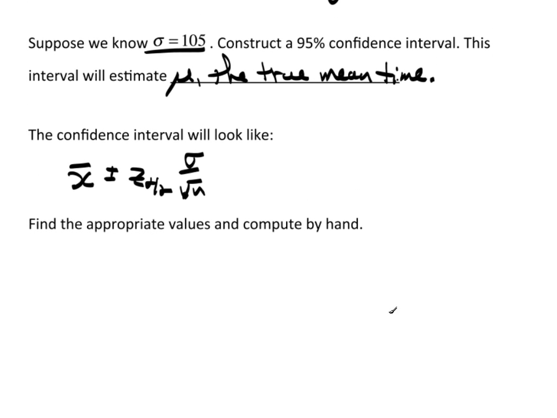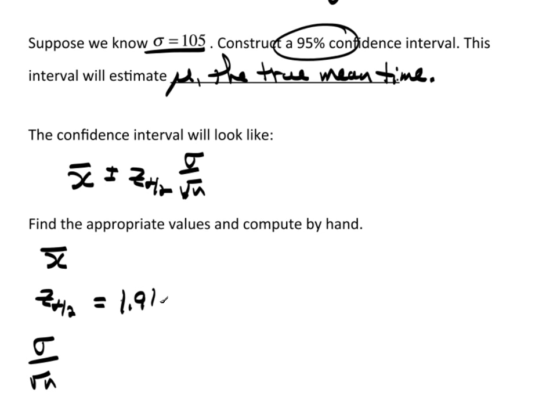Now, we want to find the appropriate values and compute this thing by hand. So let's see. I want to find the value for X bar. I need to find the value for Z of alpha over 2. And I need sigma over root n. I know Z of alpha over 2 because it said 95% confidence interval, and I've done that previously. I know this could be 1.96.